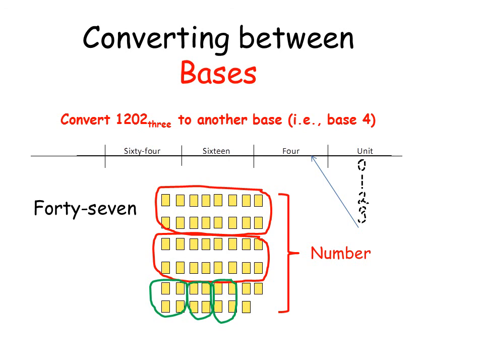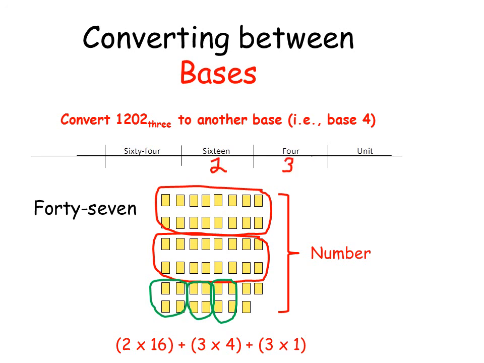So if I write this numeral in my place value chart, it would be 2 groups of 16 plus 3 groups of 4 plus 3 groups of 1, which is the symbolic numeral of 2 groups of 16, 3 groups of 4, 3 groups of 1, or 233 in base 4.